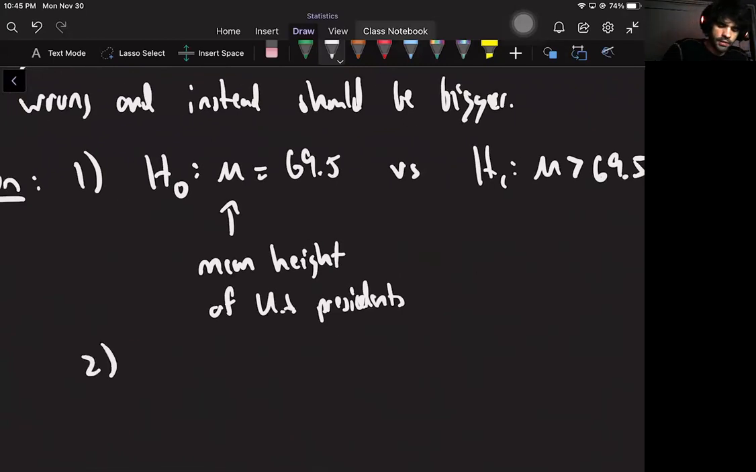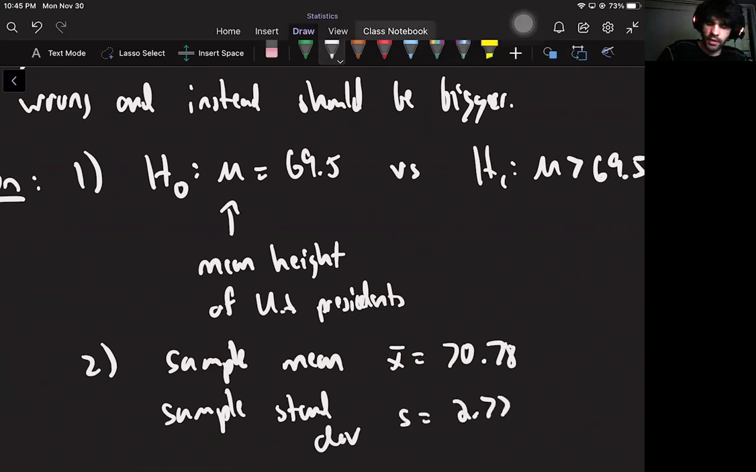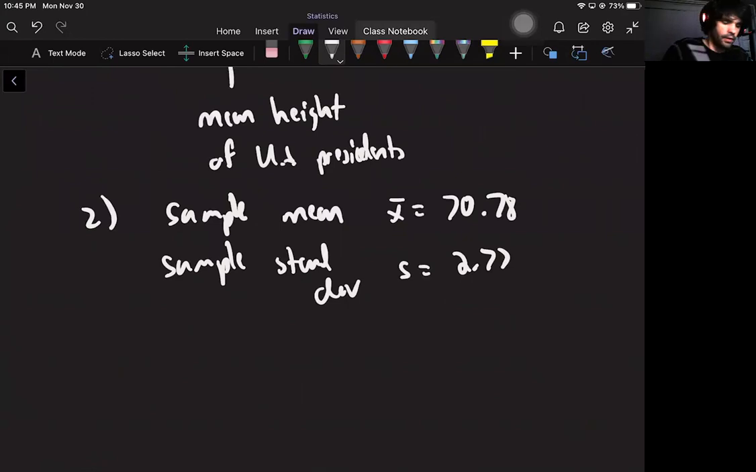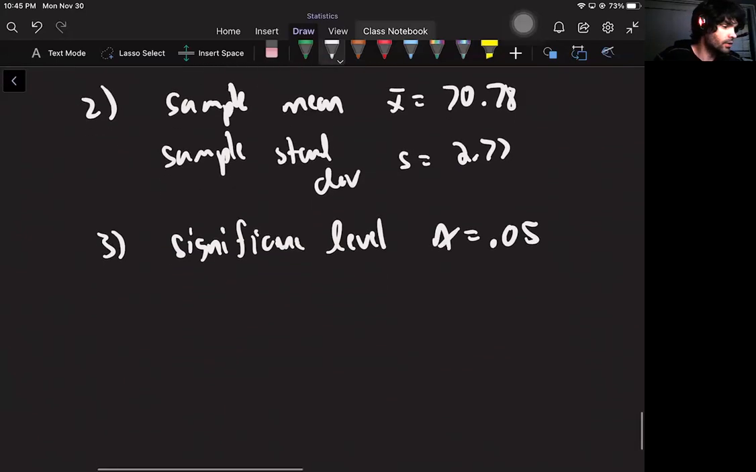So now we need to get a sample mean to do the math, and that's just given to us, luckily, so we don't have to actually calculate it. 70.78. We also need a sample standard deviation. Again, that's just given to us, luckily. Otherwise, you would have to calculate it from a bunch of data. And then you need a significance level. So very similar to the proportion problems, you're sort of just compiling a bunch of information at first, and then you're going to just put it all together to do the problem.